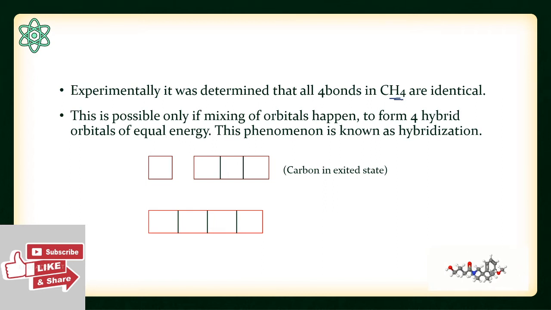Now, this is only possible if atomic orbitals mix, to form four hybrid orbitals. Four hybrid orbitals have to be formed, then only four hydrogens can come and overlap, right? They have to be identical to each other, and this phenomenon is known as hybridization. So experimentally, in CH4, all four bonds were identical, and this was only possible if the orbitals mixed together and formed four hybrid orbitals which were of equal energy and identical.